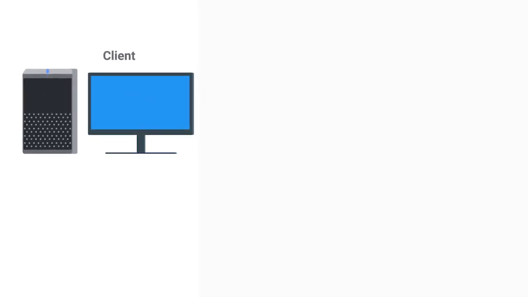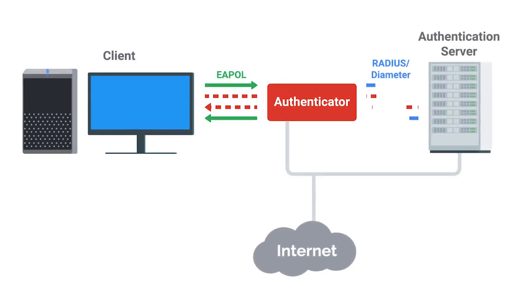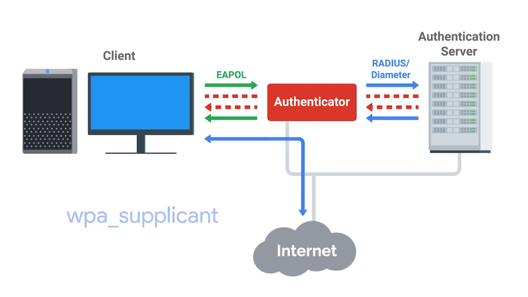When a client wants to authenticate to a network using 802.1x, there are 3 parties involved. The client device is what we call the supplicant. It's sometimes also used to refer to the software running on the client machine that handles the authentication process for the user. The open source Linux utility WPA supplicant is one of those.